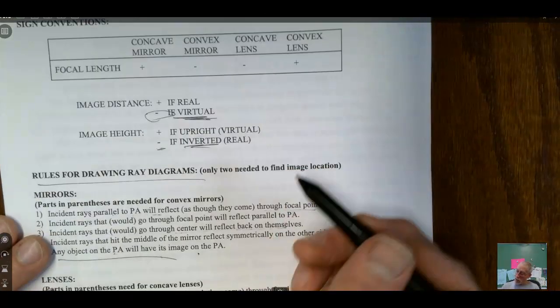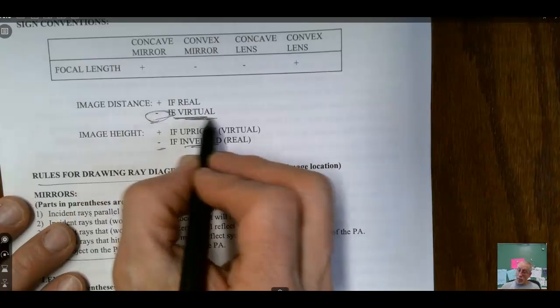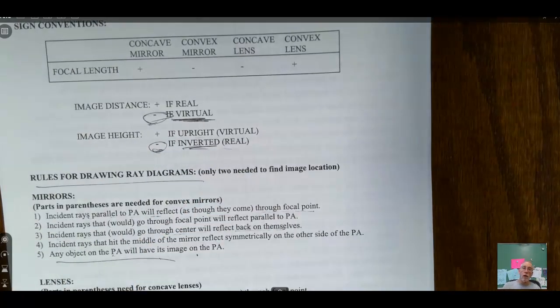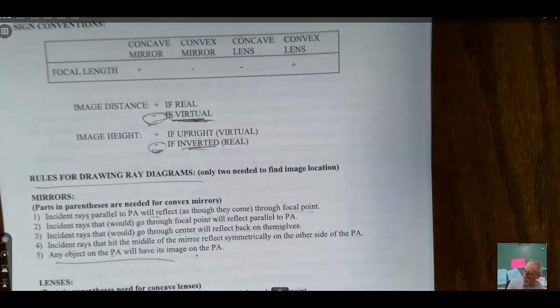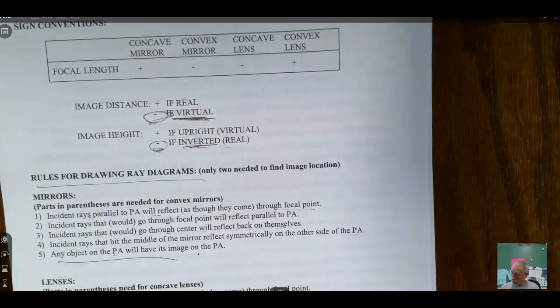That's part of what we call the sign conventions. So the sign conventions are that the image distance will be negative if it's a virtual image, but the image height will be negative if it's an inverted image. Okay, so one will be negative and one will be positive for every example that we have here.